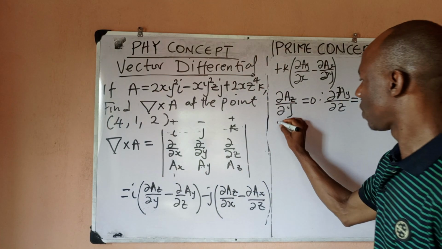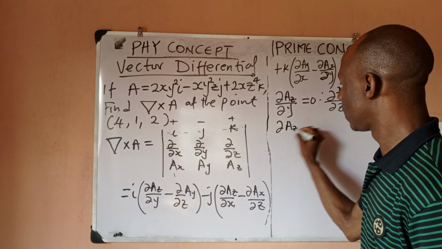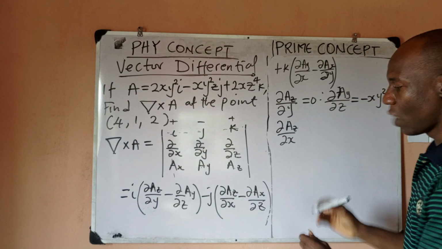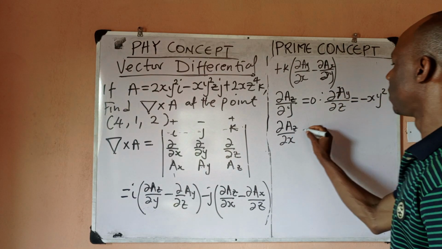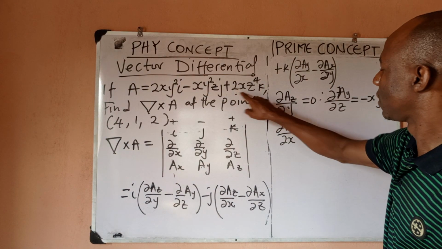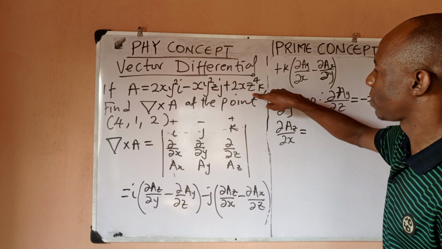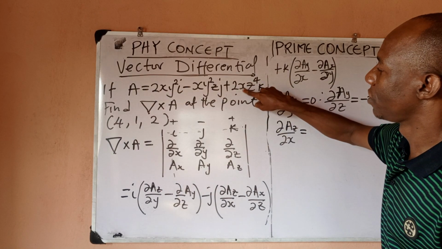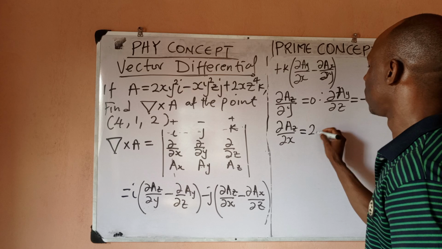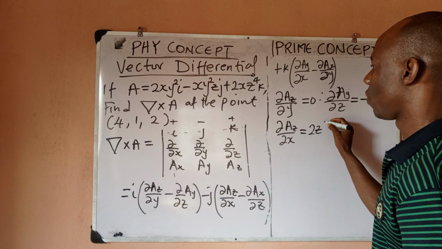Which is this. So I would say ∂Az with respect to what? x. That is this part. I'm going to do them one after the other, then combine it. So this, let's see, where's our Az? Our Az is this. Now differentiating this with respect to x, you see I have x, and if you differentiate x, it is 1. So you have 2z to power 4.